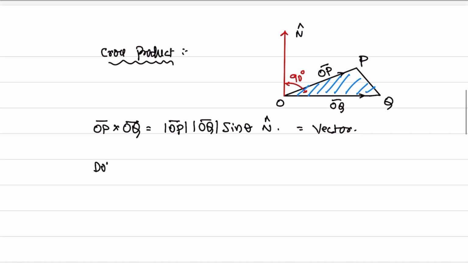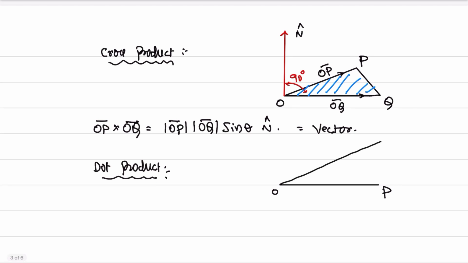For dot product, the geometrical interpretation is, here is O, the reference point, and one point P is here, another point Q is here. OP bar is one vector and OQ bar is another vector.